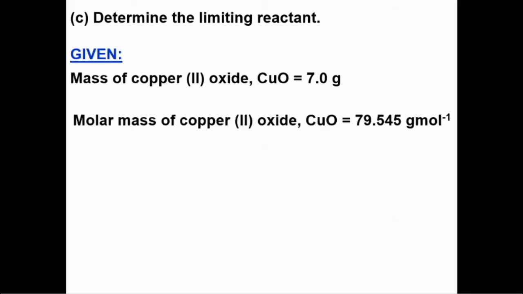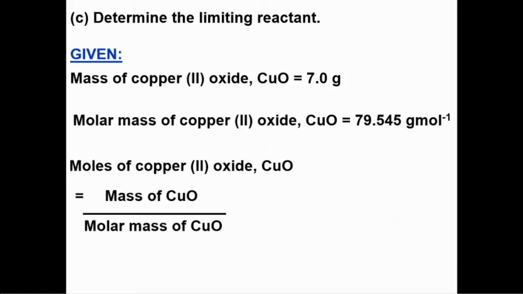using the mass given, and also we need to use the molar mass of copper 2 oxide, which is 79.545 grams per mole. So from here we are going to calculate the moles of copper 2 oxide: the mass of copper 2 oxide divided by the molar mass of copper 2 oxide.